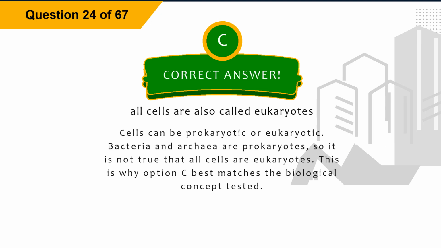All cells are also called eukaryotes. Explanation. Cells can be prokaryotic or eukaryotic. Bacteria and archaea are prokaryotes, so it is not true that all cells are eukaryotes. This is why option C best matches the biological concept tested.